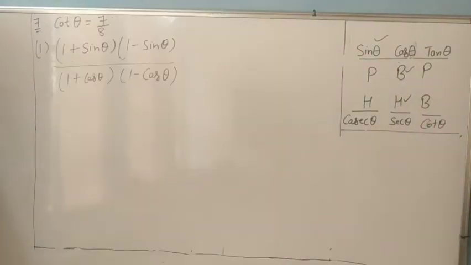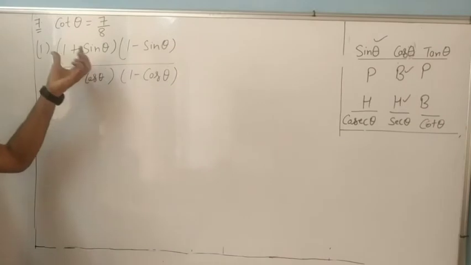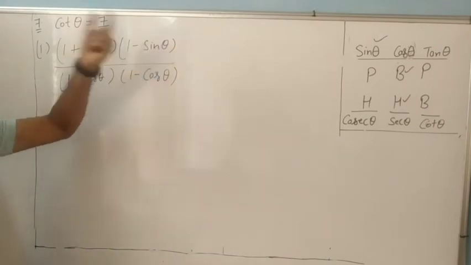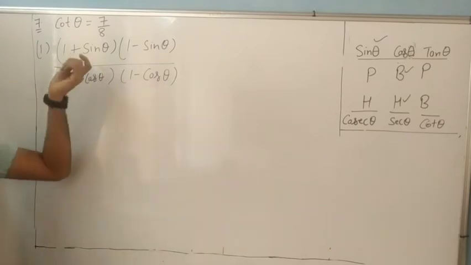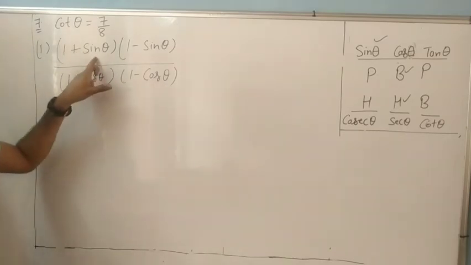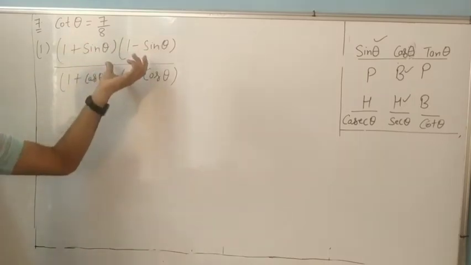Now dear, question number 7. No need to be confused here. We only have to find (1 plus cos theta) into (1 minus cos theta) divided by (1 plus sin theta) into (1 minus sin theta). So first we will find the value of sin theta and put it in here.